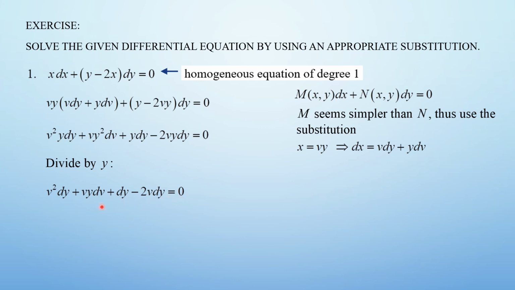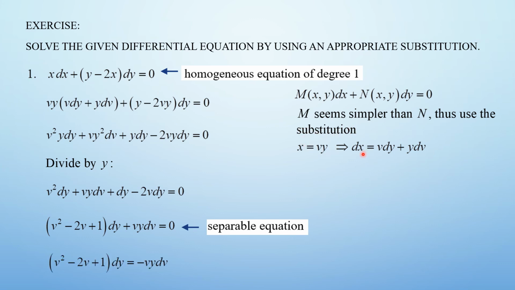The next step is to factor the differential dy as follows, and inside this bracket we write down the coefficients for the dy: (v squared minus 2v plus 1) dy plus vy dv equals 0, and what we have obtained now is a separable equation. From a homogeneous equation, it has now been transformed to a separable equation because of the substitution that we have performed.